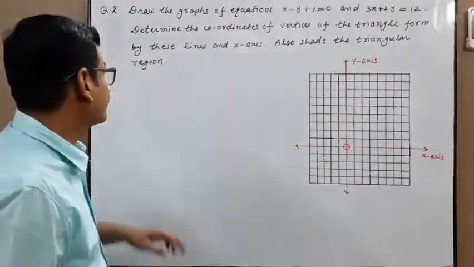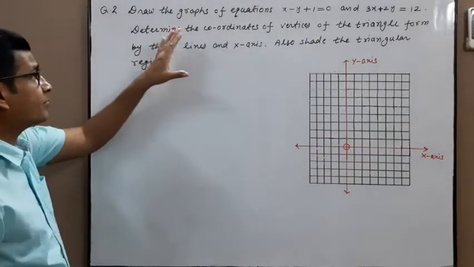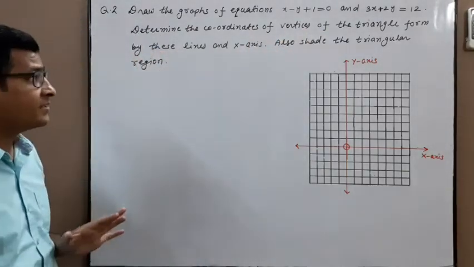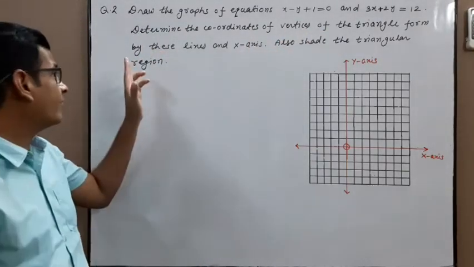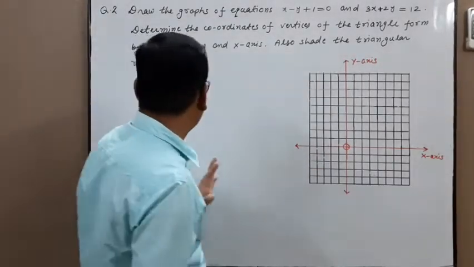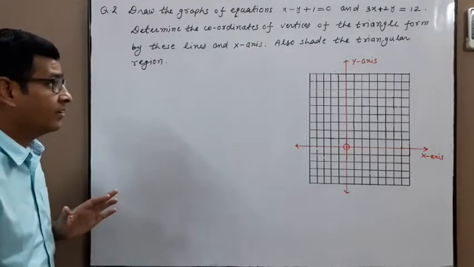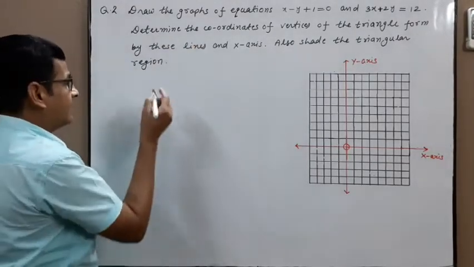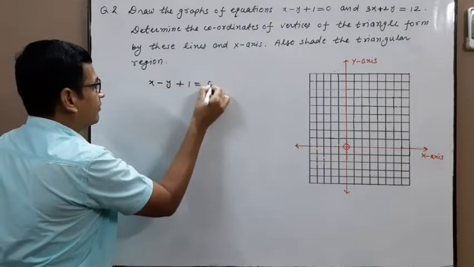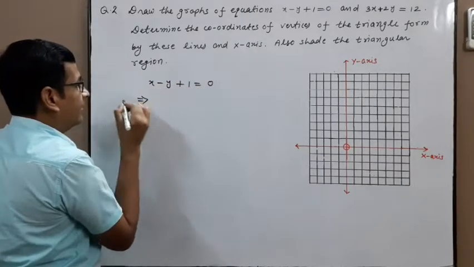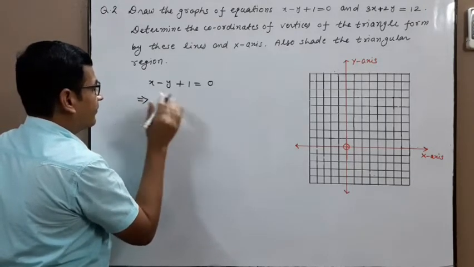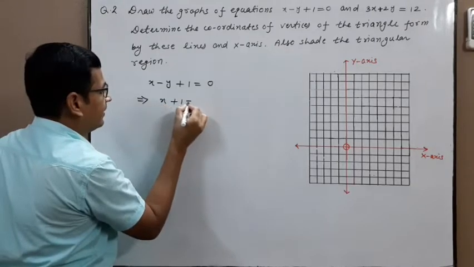Next problem. Draw the graphs of these equations. Determine the coordinates of the vertices of the triangle formed by these lines and the x-axis. Also shade the triangular region. So first draw the graph of both the lines. First line x minus y plus 1 equal to 0. We can write x plus 1 equal to y.